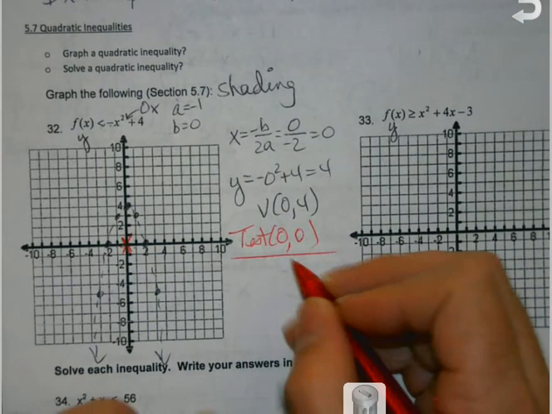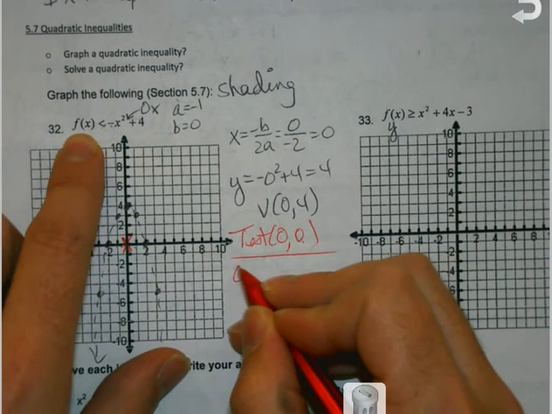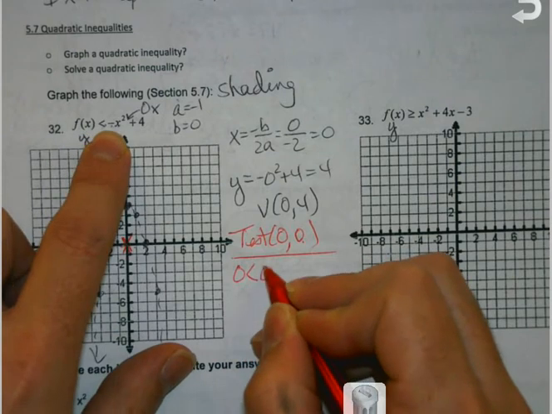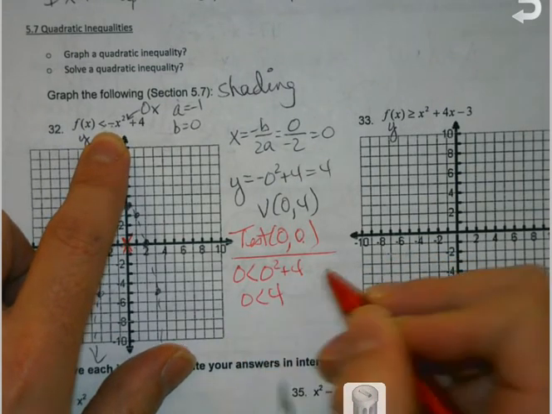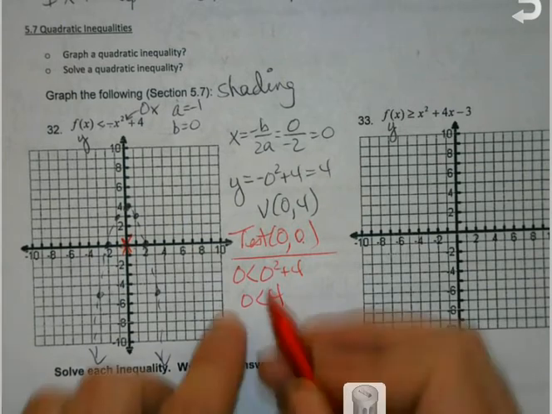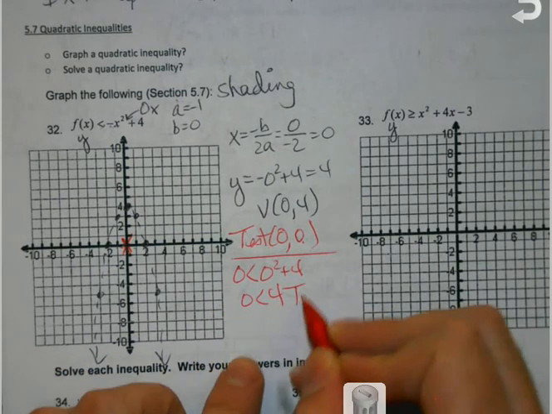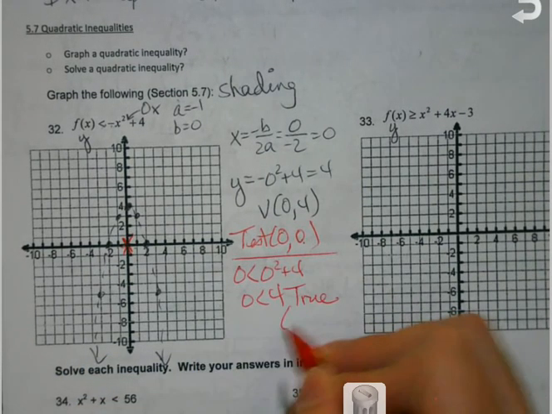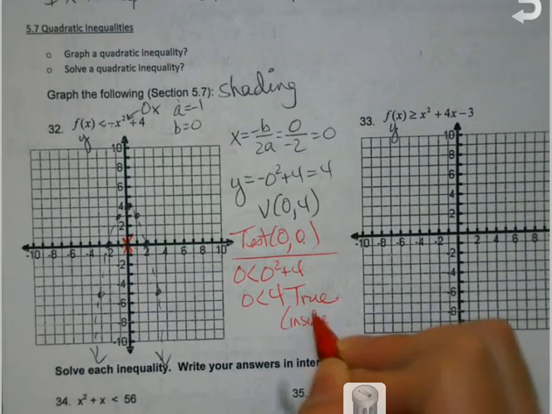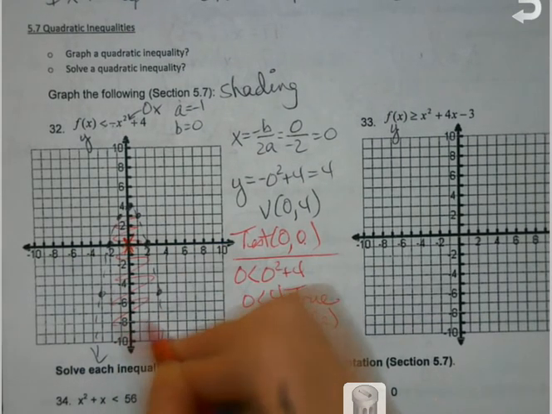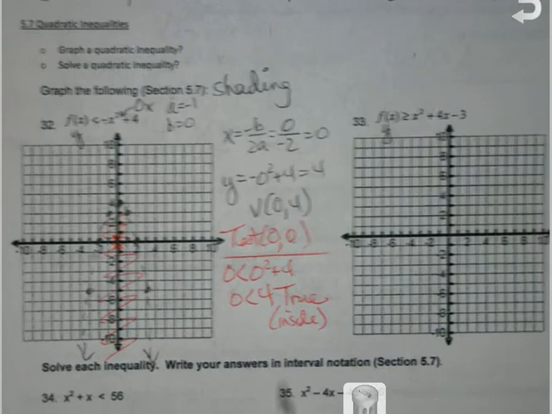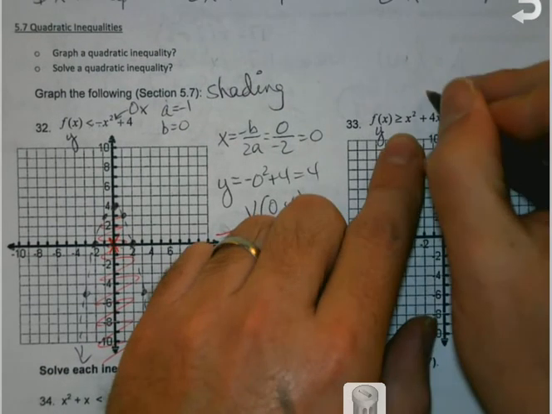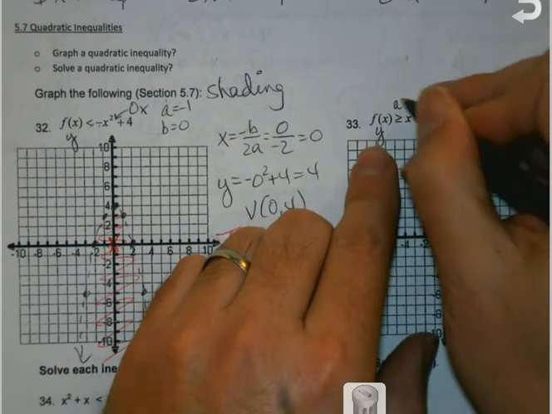So again, plug in 0 for y, or my f of x. Plug in 0 for x. And then answer if that statement's true or false. Is 0 less than 4? That's true. So we shade inside the parabola. And that would be how it would work on either of these. Here, I do have an a and a b this time.